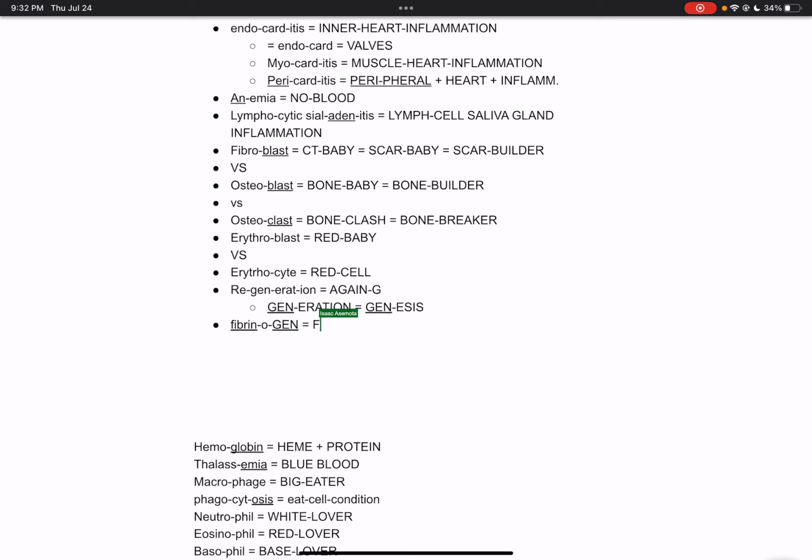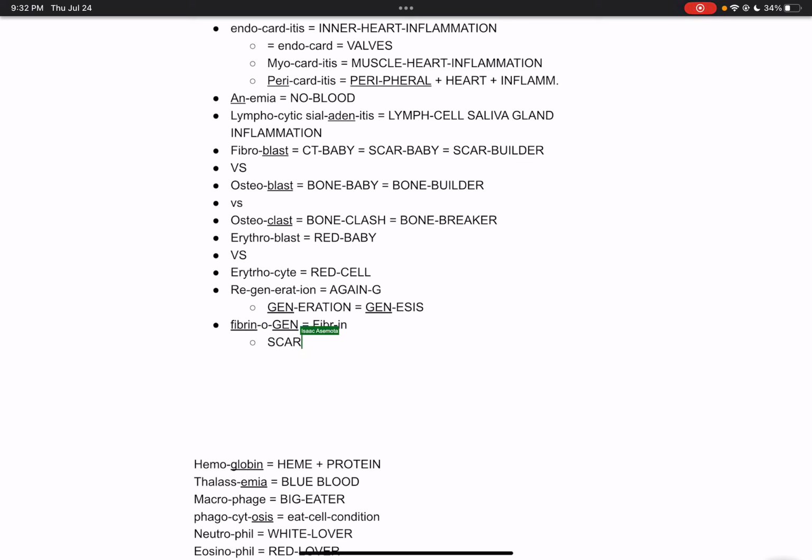Oh, yeah. And fibrin means what? That splits into what? It has in at the end. So that is literally a scar protein. It's a protein that makes up scar.